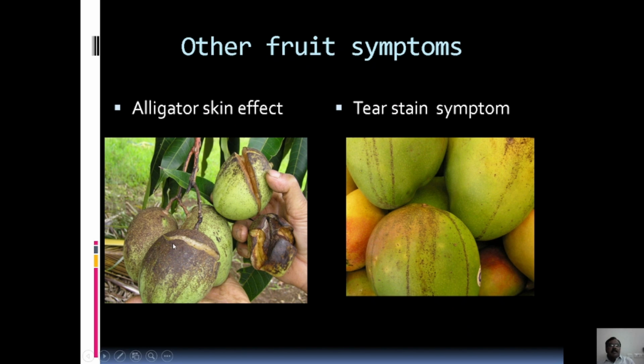And this is the alligator type of skin effect due to infection by this pathogen, and this is the tear stain symptom. That is due to severe infection of this pathogen. There will be a stain running from the top to bottom of the fruits, which resembles tear drops, and hence it is referred to as the tear stain symptom.